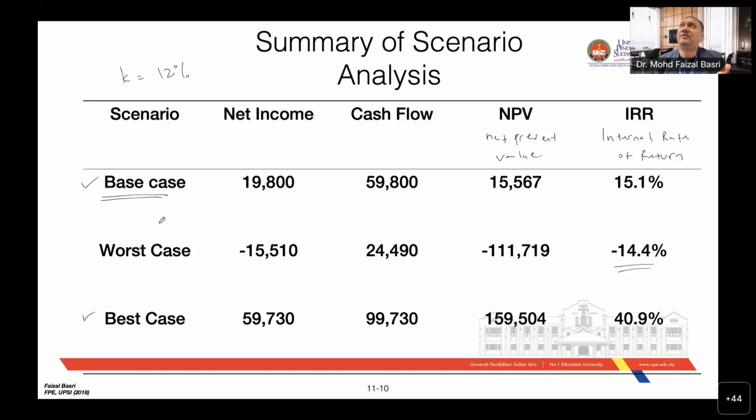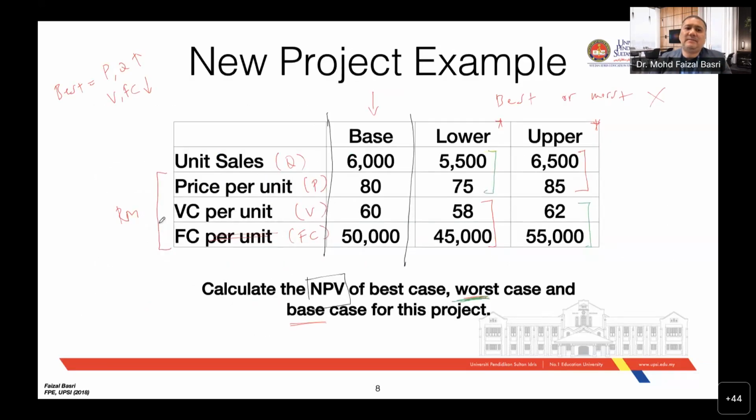If you want to make sense of it, remember when we talk about best case scenario, the return must be at the highest point, the cost will be at the lowest point, and vice versa. For worst case scenario, we're going to sell lower. The price and quantity will be lower, but the cost will be more for us. So that is how to remember the best and worst case scenario.